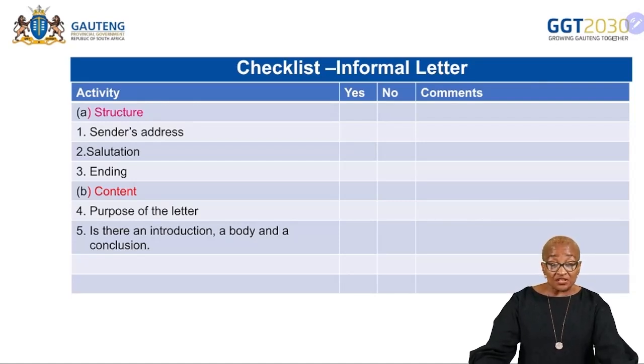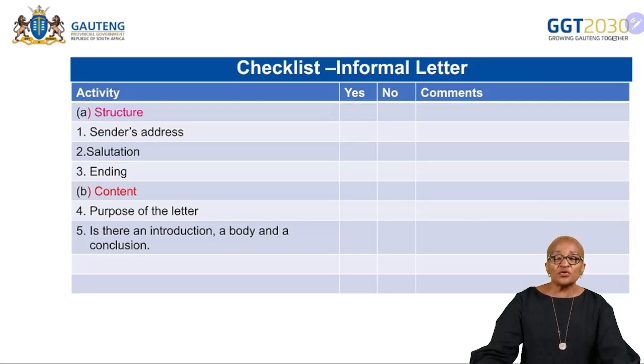We have an activity there. We have the yes column. We also have the no column, as well as the comment column. Let's have a look at the first activity, which is on the structure. After you have written your letter, you will use this checklist just to see if you have answered the questions appropriately. The first one there is the sender's address.